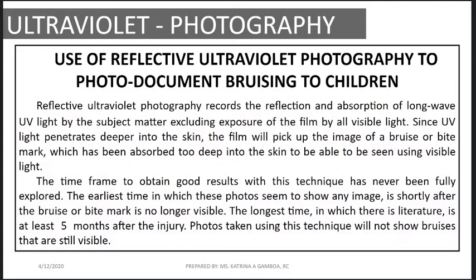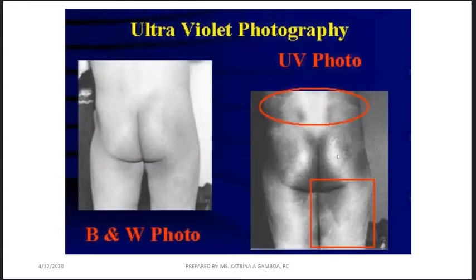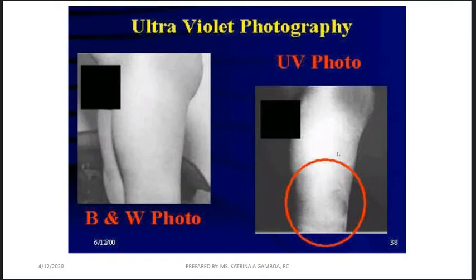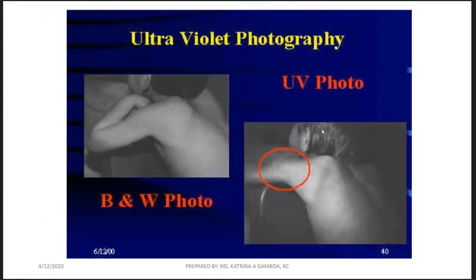Ayan, nakikita pa din yung ating bruises sa katawan. So, these photos taken using this technique will not show bruises that are still visible. Look at this one. Kung makikita nyo sa black and white photo niya, wala naman talaga siyang pasa. Pero using the UV photo, look. Meron siyang pasa dito. Sa taas. Dito rin. Wala kang makitang pasa. Pero after that, sa UV photo, lalabas yan. Oh. Ayan. Yan ang nagagawa ng UV photography. Ayan din.